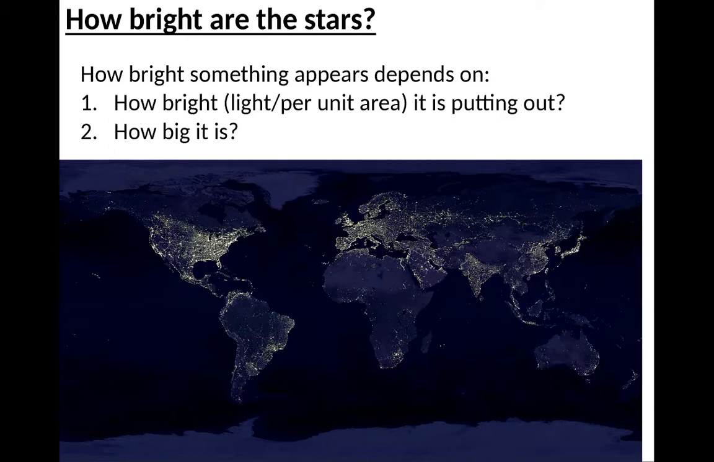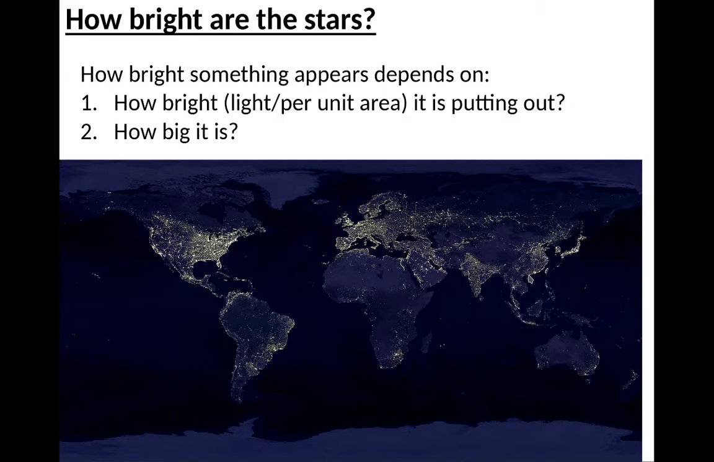So how bright something appears depends on two things. The first thing it depends on is how bright it is, like light per unit area that it's putting out. And the second thing is how big it is, right? So you see basically there are regions here, like the outline of the night sky of planet Earth. This is New York City, pretty bright. There's Chicago, pretty bright. There's London, that's pretty bright. That's Paris, also pretty bright. There's Japan, pretty bright. There's South Korea, pretty bright. That's North Korea, not much bright at all. And there's China, pretty bright.